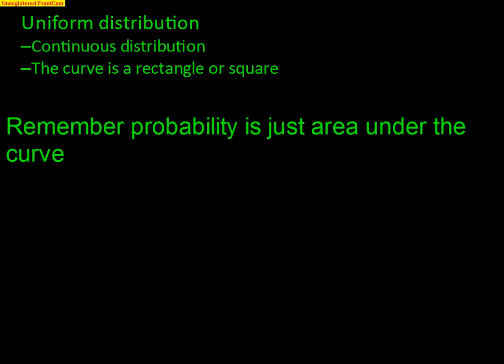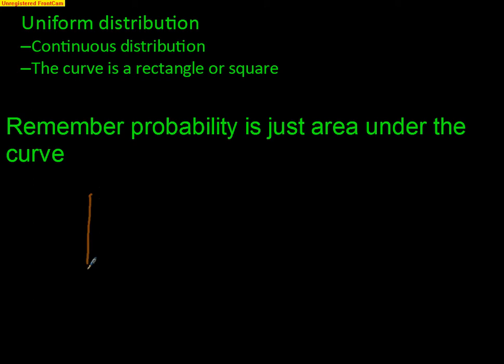Okay, so let's talk about one of the continuous distributions. It's a uniform distribution. The curve is usually a square or rectangle. In fact, since it's uniform, it's always going to be a square or rectangle because the probability is always going to be the same. And let me show you an example of this.